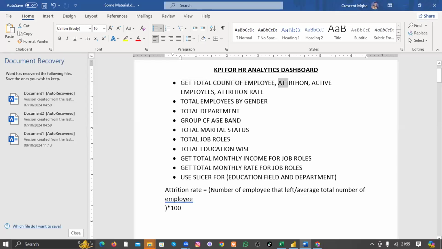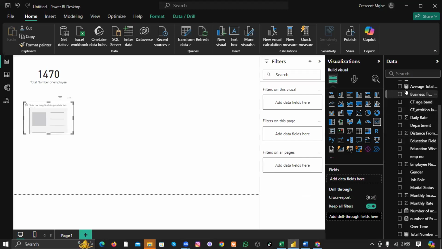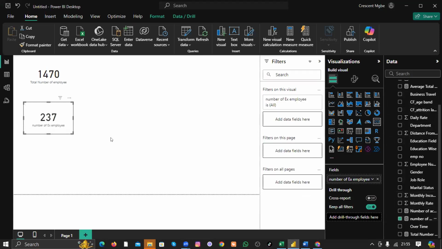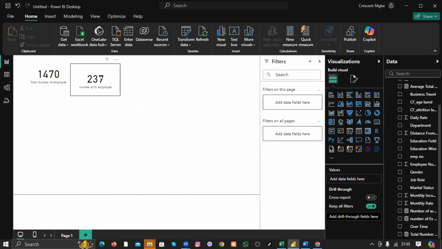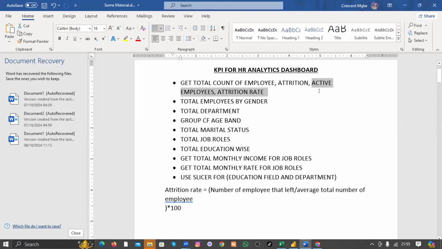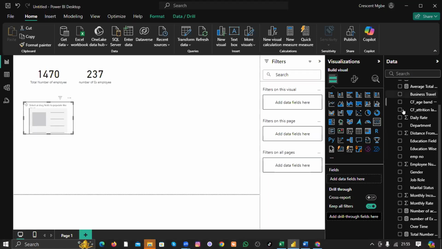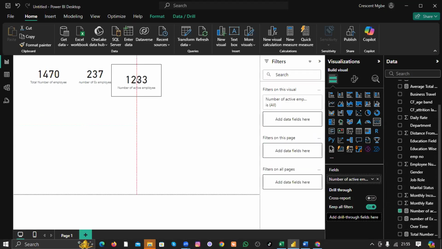Number two says what? Attrition. Attrition means what? Ex-employee, right? So we use another card. Total number of ex-employees. So we have total number of ex-employees. That's fine. Then the next one says active employees. Total number of active employees. You bring your card. Total number of active employees. Good.